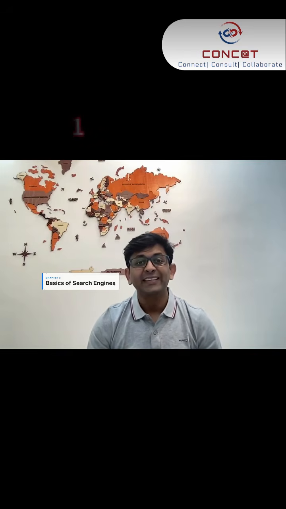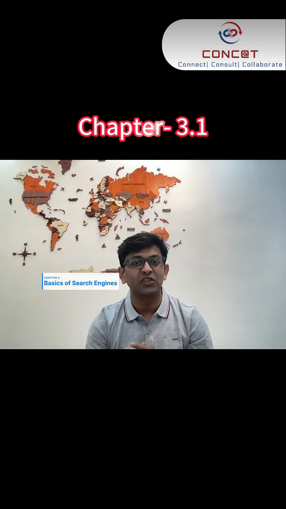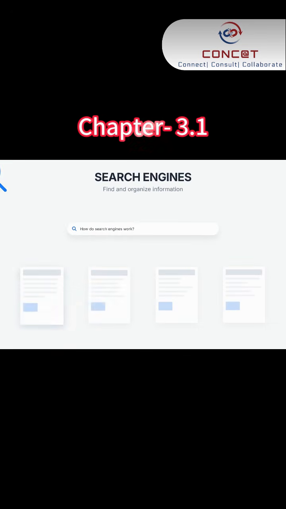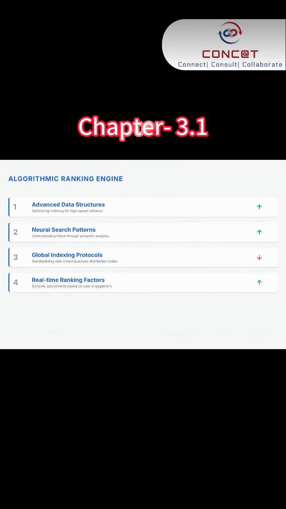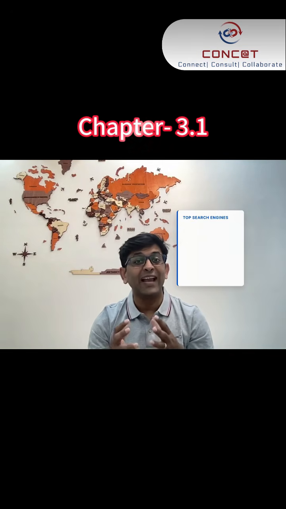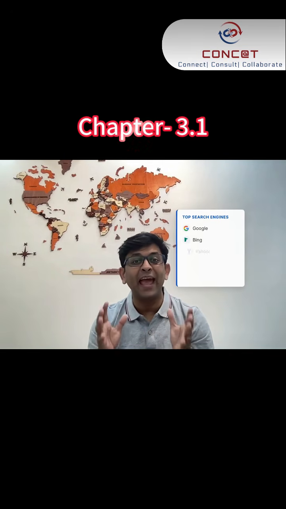Welcome to Chapter 3. Today, we're diving into the basics of search engines. Search engines are programs that find and organize information on the internet based on your queries. They use complex algorithms to index and rank web pages so you get the most relevant results. The most popular search engines you likely use every day are Google, Bing, and Yahoo.